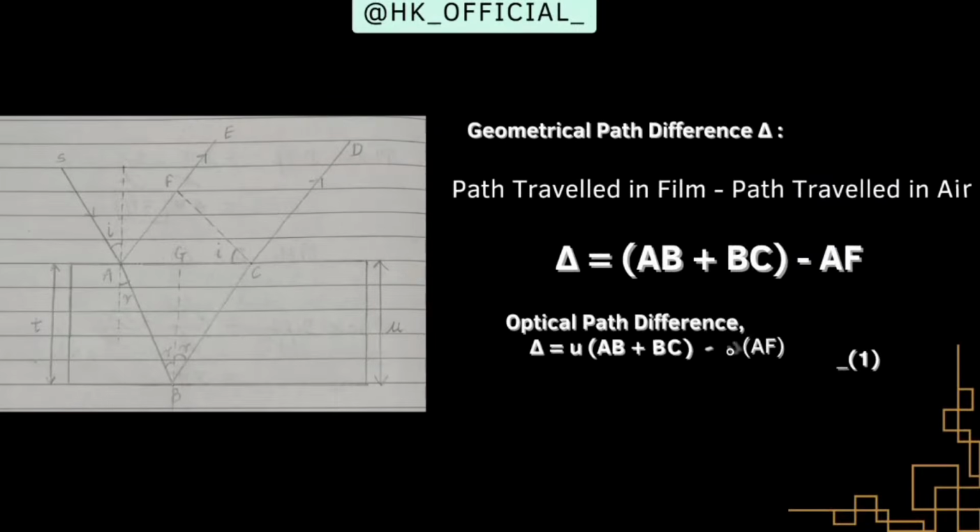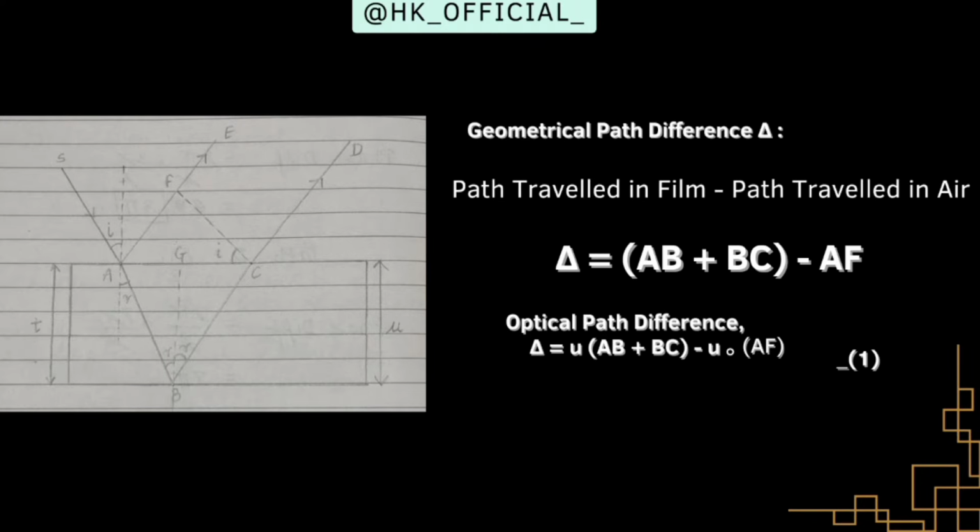Here I have kept the same diagram and the same formula. Geometrical path difference, that is delta, is nothing but path traveled in film minus path traveled in air. So in the diagram, see and let me know what is path traveled in film. Yes, you are right. It is AB and BC. So we will add AB plus BC as the path traveled in film. Now what is path traveled in air? Yes, it is AF. So we will subtract it according to the formula.